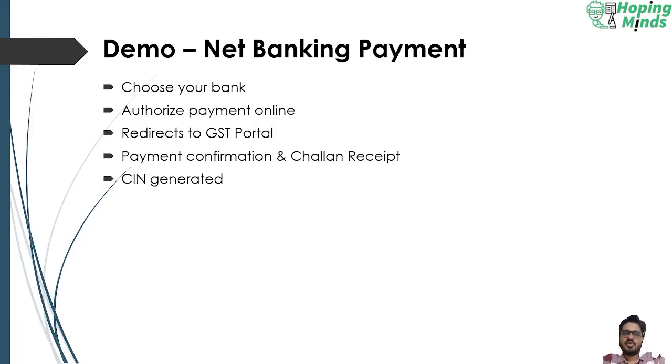First, we have to choose our bank, then we have to click on generate challan and proceed for payment. Once we proceed for payment, the site will redirect us to our banking site. There we have to authorize the payment and it will again be redirected to the GST site. Once we are back to the GST site, the payment confirmation and challan can be viewed and downloaded and a SIN number is generated.